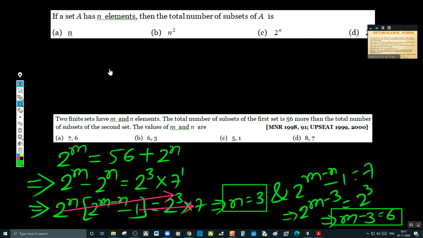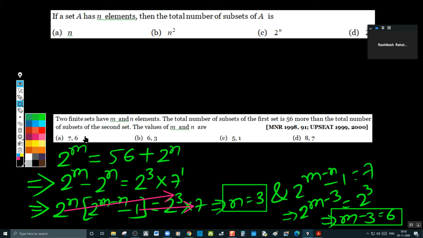You want to write 56 as 64 minus 8. Okay, that's okay. But instead of proving it like this, you had better verify the options, please. Sir, yes, I got the cross verification, but by this method, sir, can you explain that pink step, sir?